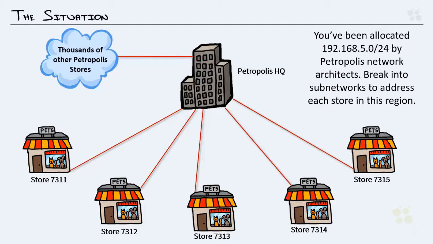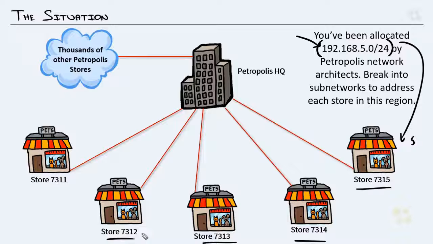You were the administrator of Petropolis, and in the last Class C example, you subnetted 192.168.5.0 into at least five individual subnets that could be used to address each one of the stores. By the way, as soon as I finished, I was like, did they really figure out how many total subnets they get? I forgot to show you that. I'll show you that right now. You're going to learn how to figure out that number as we do this.